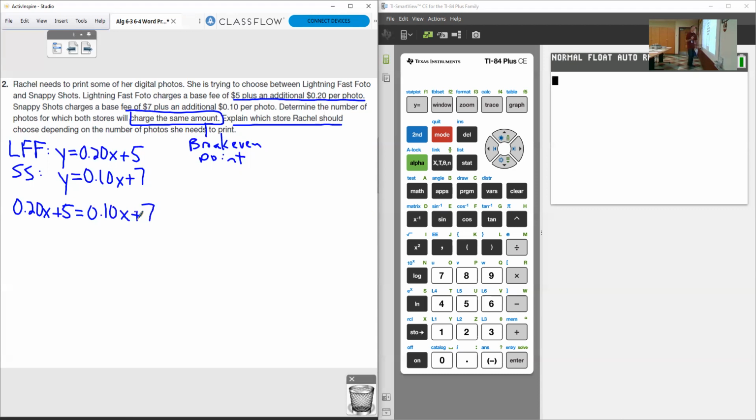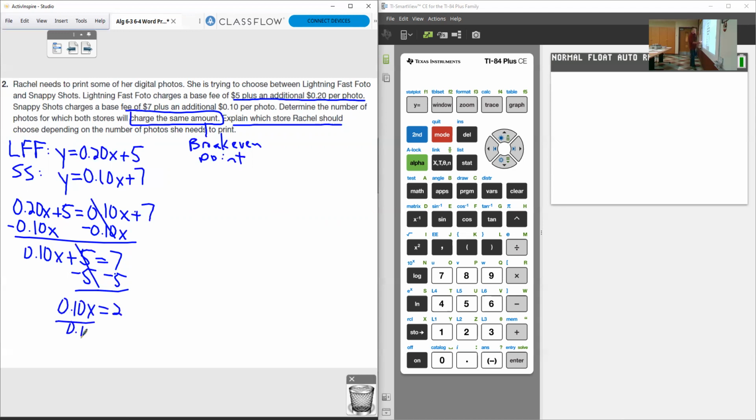And now we're going to solve for x. So I would subtract 0.10x from both sides. And we get 0.10x plus 5 equals 7, minus 5, minus 5. So we have 0.10x equals 2, divide by 0.10, and we get that x equals 20.